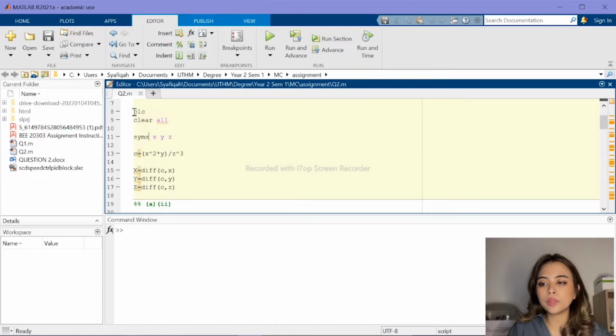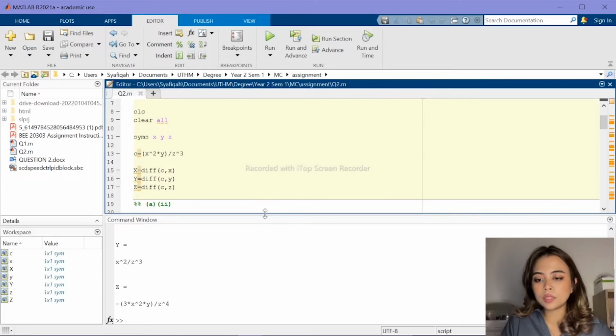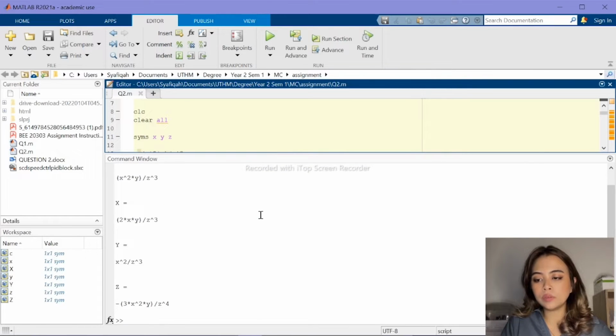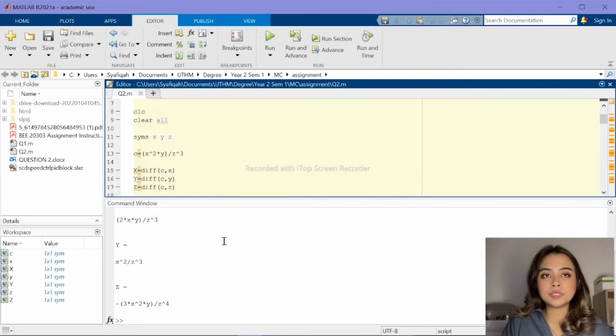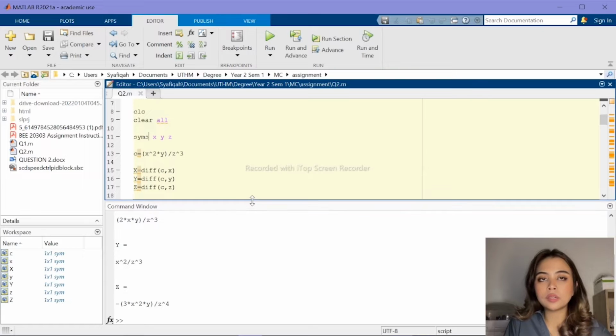So the first thing is we use CLC and clear all to clear all the results and all the variables that we've used so that there won't be any disruption in obtaining the result. So first we run this section, and this is the result that we are going to get in the command window. As I observe, so far I obtained the same result as I get for the calculation in our reports.